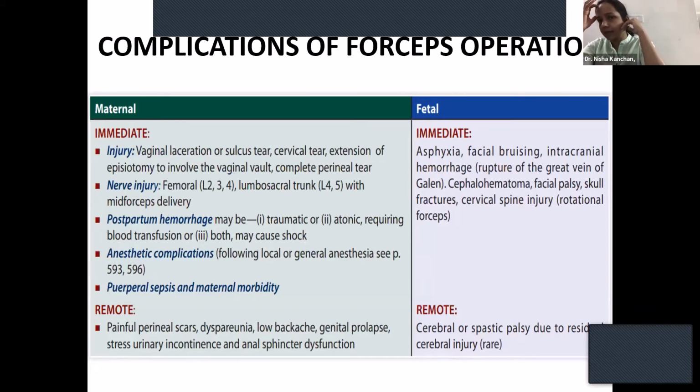Cervical tear, because you have applied when the cervix is not fully dilated. Extension of episiotomy, third degree and fourth degree perineal tear. What is a third degree perineal tear? So there are 4 degrees of perineal tear: first degree, second degree, third degree, and fourth degree. Fourth degree is a complete perineal tear. What is the third degree of perineal tear? Which structure is injured?